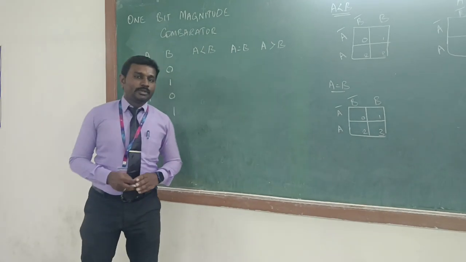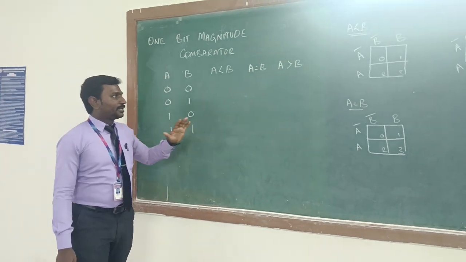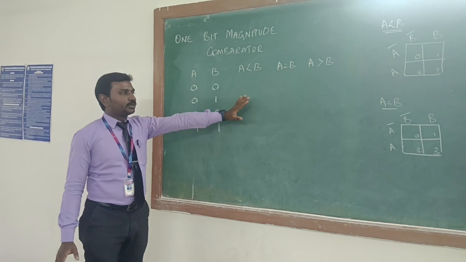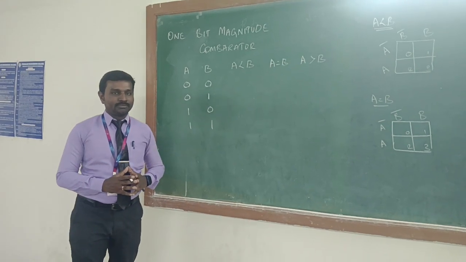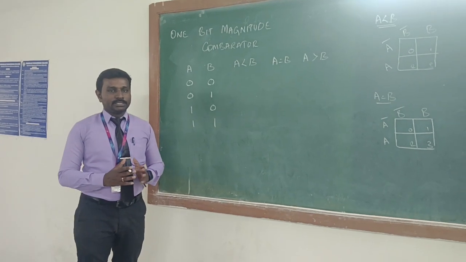Good morning everyone. So today we are going to discuss this one-bit magnitude comparator. A one-bit magnitude comparator is nothing but you are going to compare two one-bit data, plot it in the K-map, and draw the logic diagram. You are going to design a logic circuit diagram which is going to compare two data, A and B.